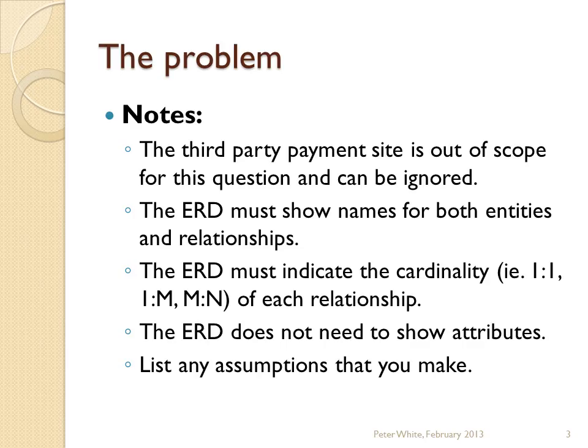So normally there are some notes and business rules that may come with a problem that we also need to be aware of, and often you'll find these notes affect the scope of the problem, and that's important to us as designers. We need to know both what is in the scope as well as what is out of it. And so here we see that any third-party payment site is out of scope and can be ignored, that the ERD must show names for entities and relationships. The ERD must indicate the cardinality, that is one-to-one, one-to-many, many-to-many, for each relationship, and it does not need to show any attributes because it's an ERD. And so you need then to list any assumptions that you make.